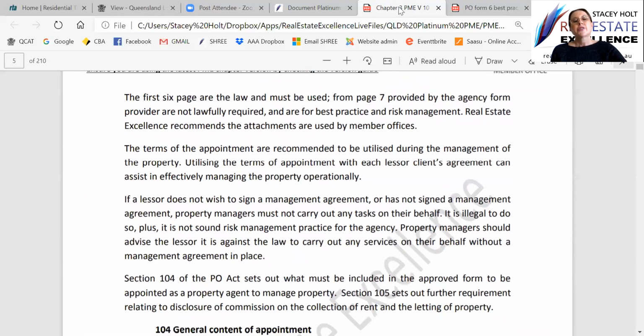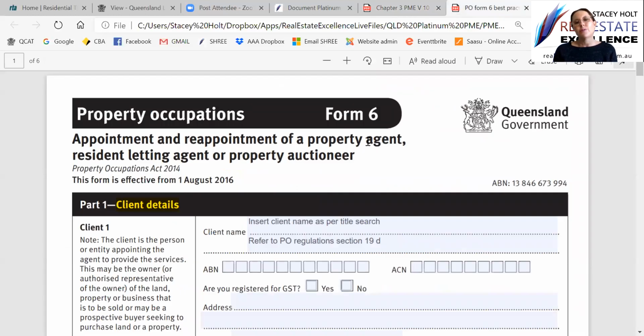Now, one of the other suggestions is the terms of the appointment are recommended to be utilised during the management of the property. Utilising the terms and the authority and the obligations and the rights of the management agreement contract could very much help you in many situations manage property operationally more effectively. Okay, so just some key tips and food for thought, which I sincerely obviously hope helps you.